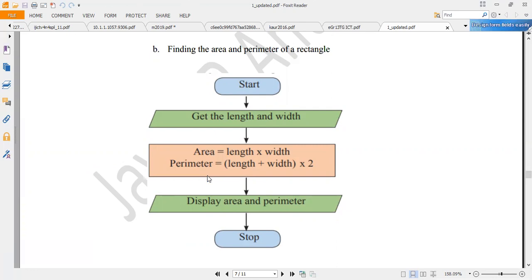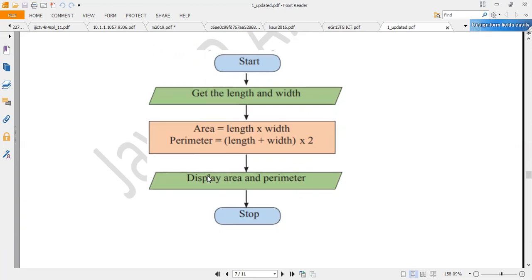First, get the length and width as the input. Then the process is to calculate area and perimeter. Logically, area is length multiplied by width, and perimeter is length plus width multiplied by 2. Then the calculations are displayed as the output: display the area and perimeter. Then the process ends.